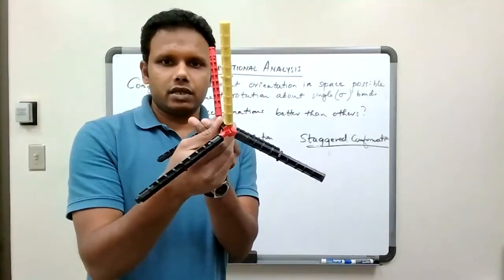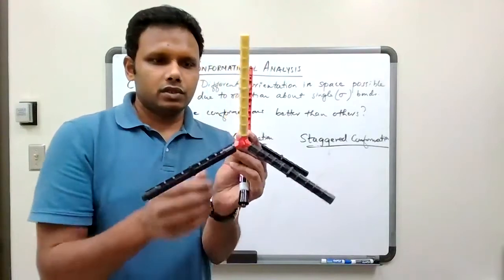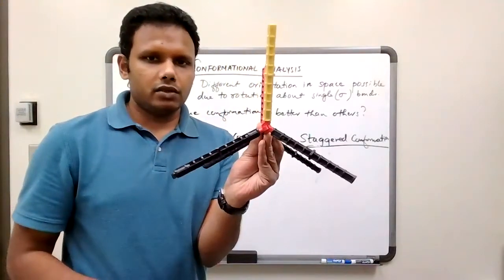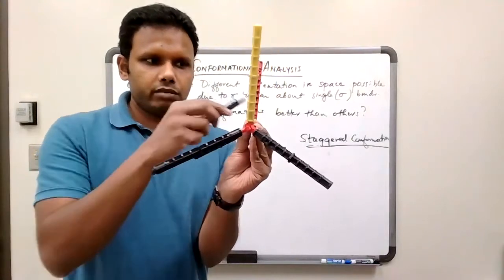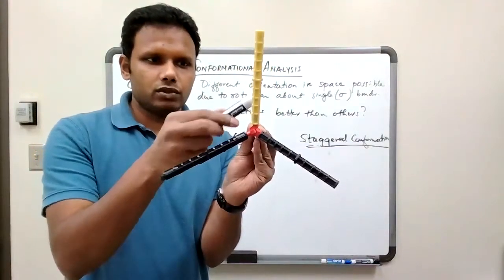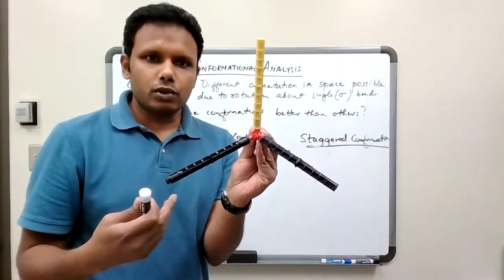Okay, so when you're eclipsed, is there a bond angle between any of these groups? Let's say between the red and the yellow or the other blacks? The answer should be no, because they're right in front of each other. So there's no bond angle. So the dihedral angle is 0 degrees.